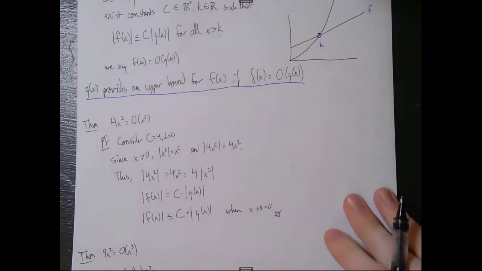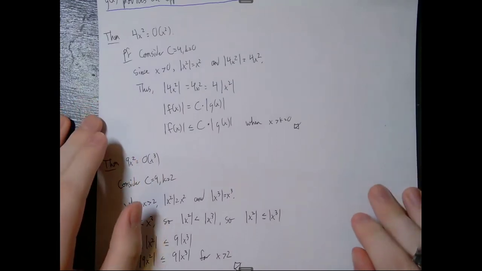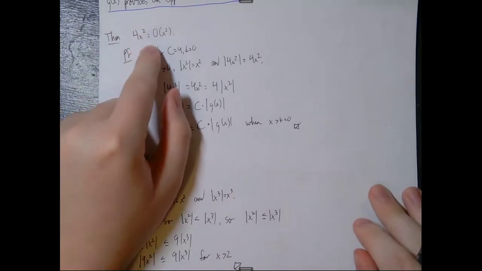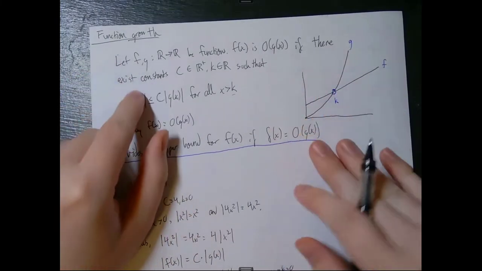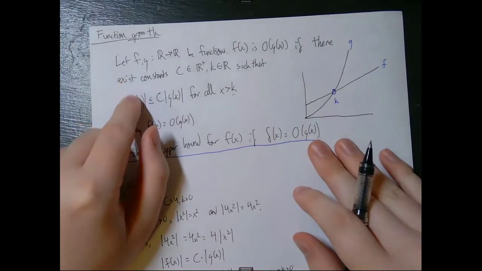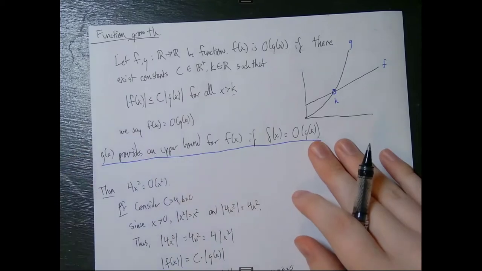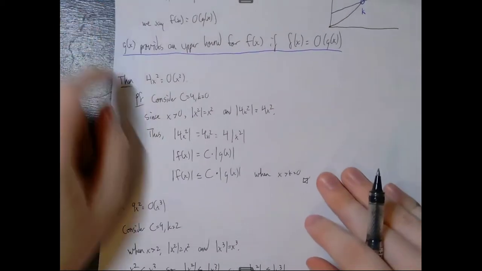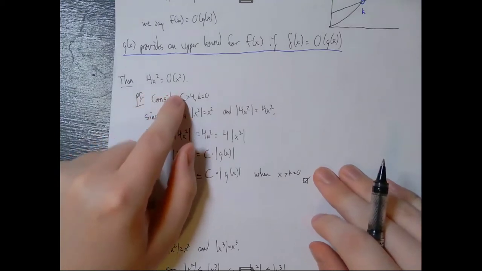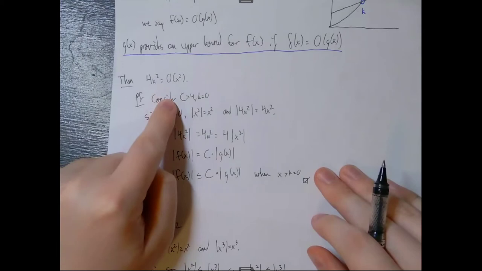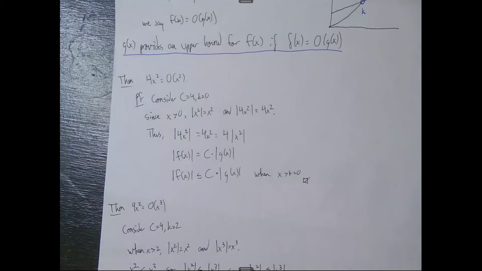So here are some examples. What I have right here are actually some theorems on how we can talk about some f of x being O of g of x. Note that the definition says that if there exist constants c and k such that this holds true, then f of x is O of g of x. So when we're trying to prove that 4x squared is O of x squared, we get to find specific constants c and k such that that property holds. So this is an example of doing that.